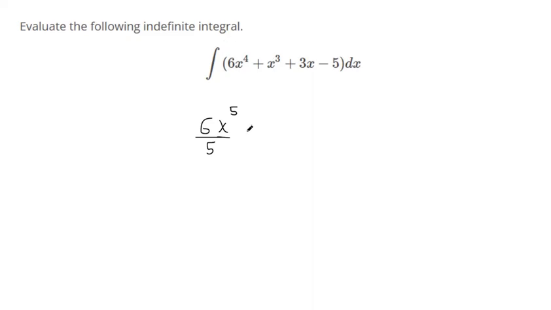And now we can go to this term. I know my power has to go up when I take an antiderivative, which means I also have to divide this by 4 so that when the derivative happens, we get x to the third, not 4x to the third.